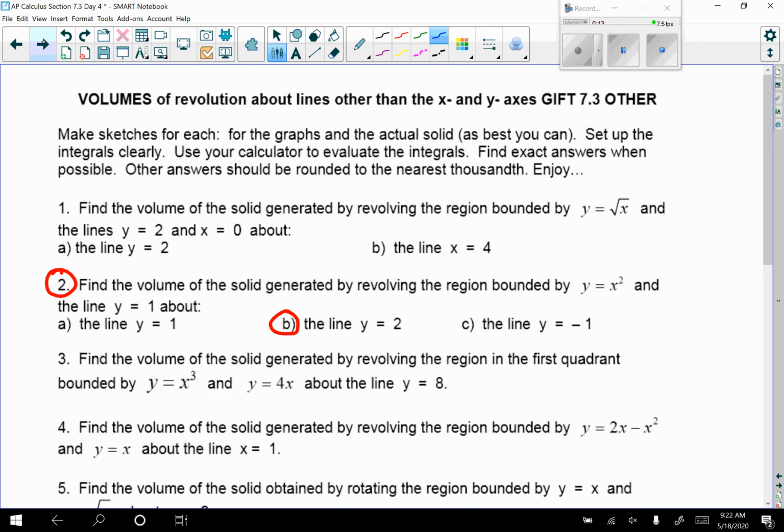So again, it's volumes of revolution about lines other than the x and y axes. So I call it GIF 7-3 other. So I'll scroll down, but also make a PDF of this as well. But you could pause the video at this point right here. So just do number 2 part B and then number 7.